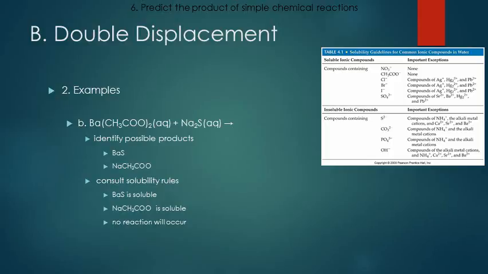So what that means here is no reaction will occur. Both of those products, if we can even call them products, are soluble in water. So what we would have here, the barium acetate plus the sodium sulfide gives us no reaction.